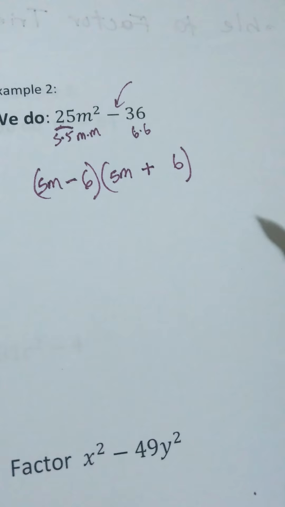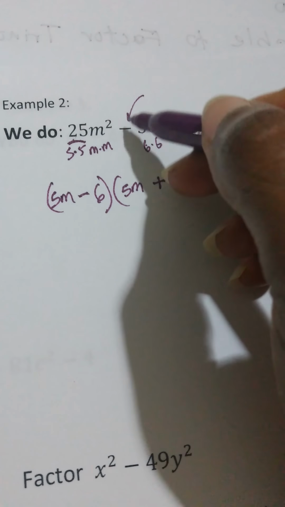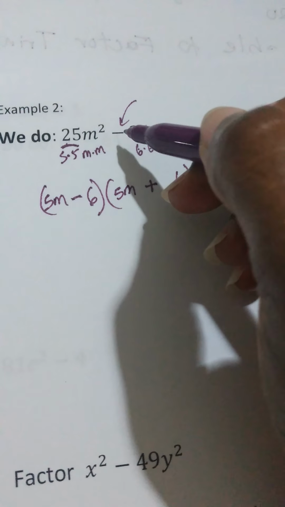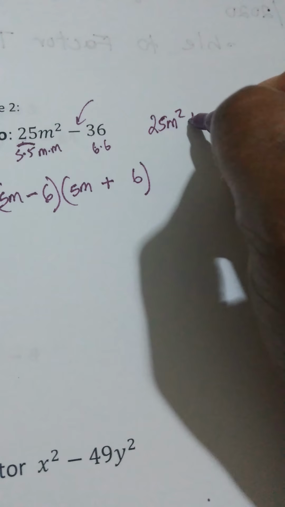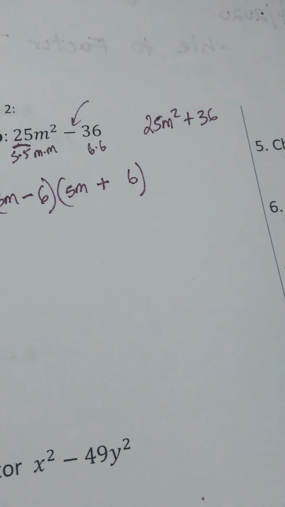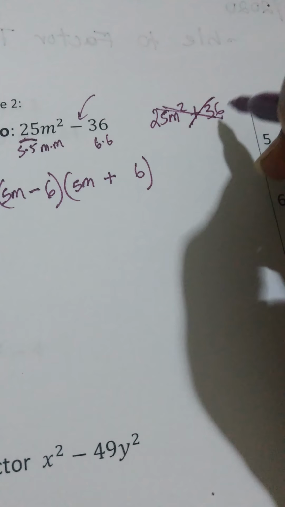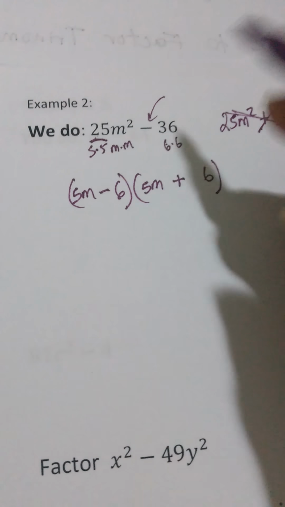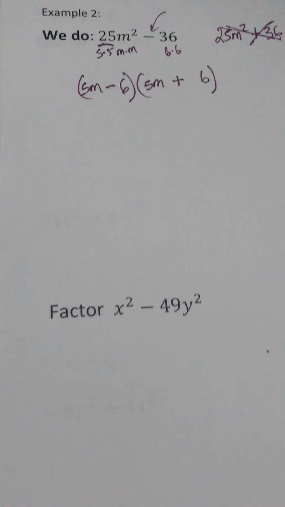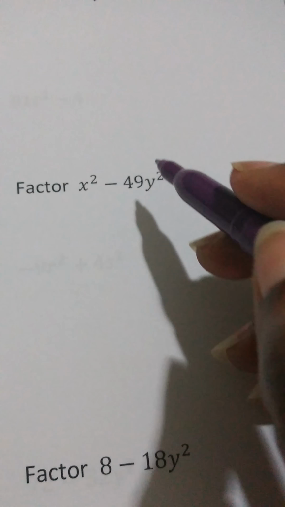A difference of squares means different signs. And this will only work because I have a subtraction. If, for example, I had addition, this actually cannot be factored. So it won't work if it looks like that. It will only work if I have a difference of perfect squares. Difference of squares.